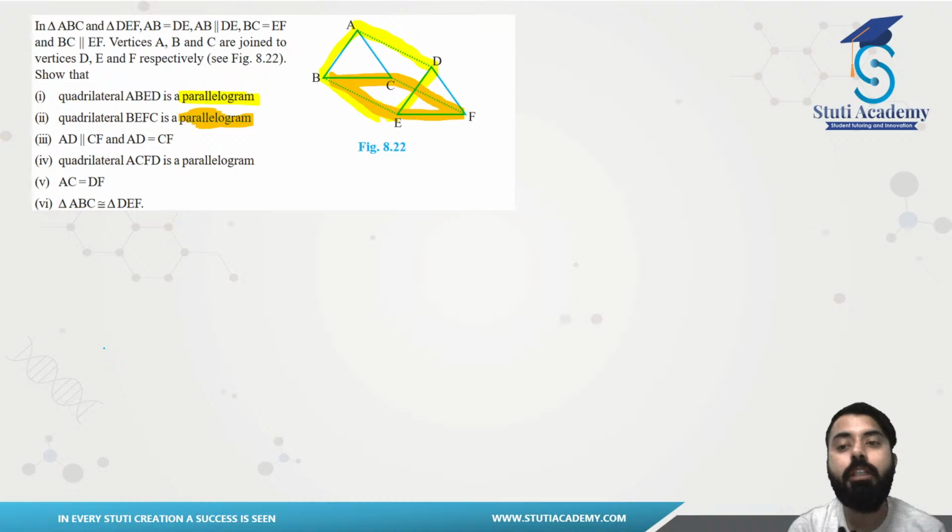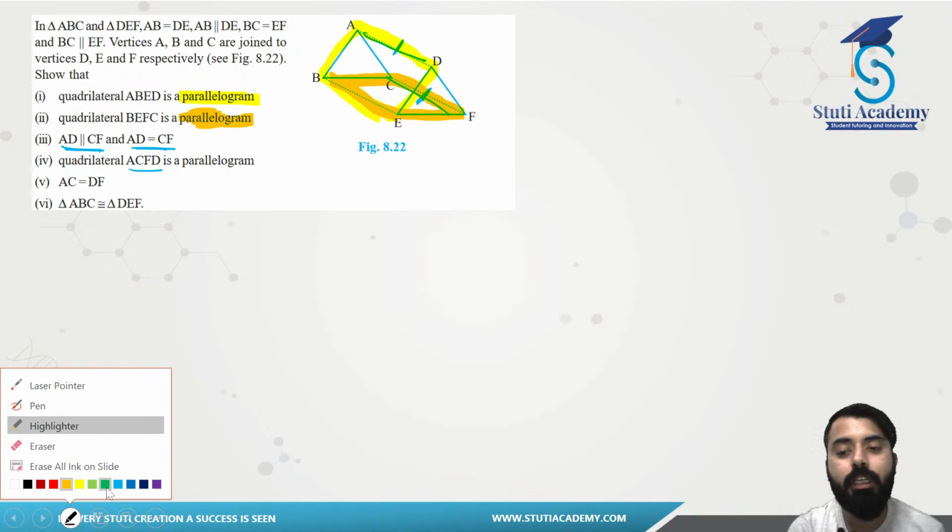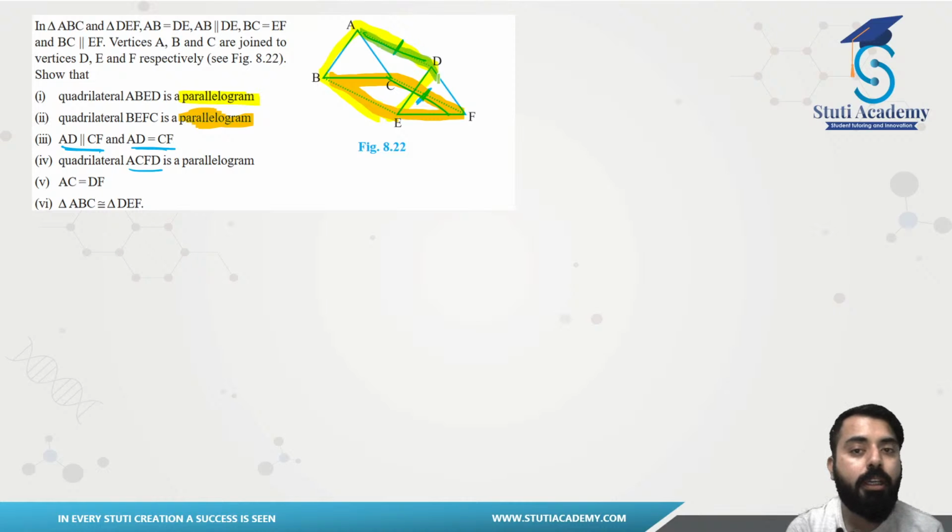And then we have to show that AD is parallel to CF and AD is equal to CF. That means this side is equal to that one and this side is parallel to that. Then ultimately we have to show ACFD, let me just highlight it here, ACFD or ADFC, meaning is the same, is also a parallelogram. And lastly we have to show AC is equal to DF, that means this side will be equal to that one, and triangle ABC is congruent to DEF.